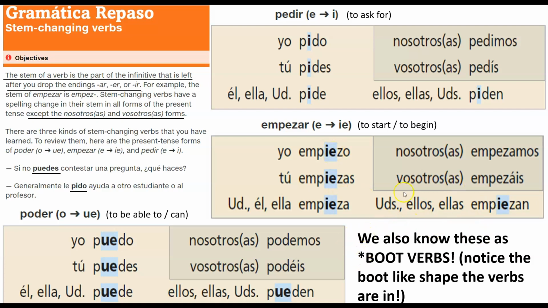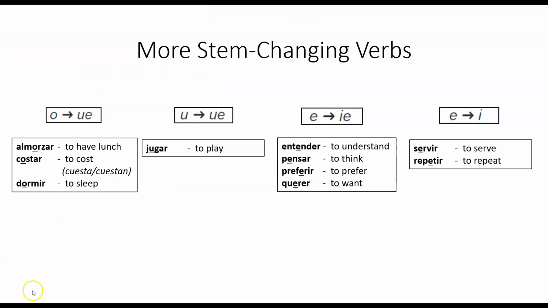Again, we know these as boot verbs because they have this boot-like shape, and that's where the stem changes happen. They do not happen in the nosotros or vosotros form. Notice it's not nosotros empiezamos. It's yo empiezo, nosotros empezamos. All right, let's keep going.